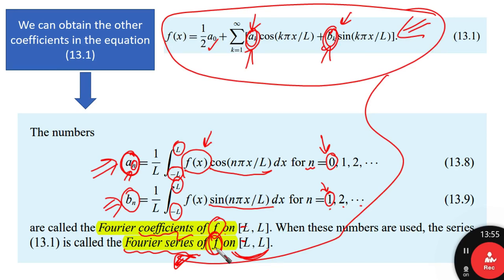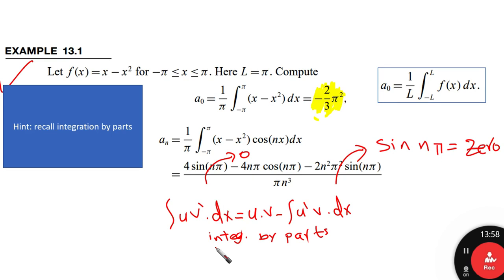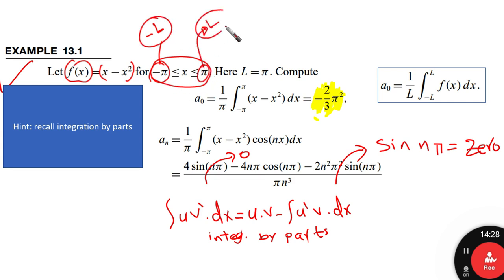I think now we are ready for a quick example that is going to illustrate the main idea. Let's assume that we have a function f of x equals x minus x squared, x minus x raised to the power 2. This is the interval that we have. So the interval is from minus L, which is minus pi, to L, where L equals pi, as we said.